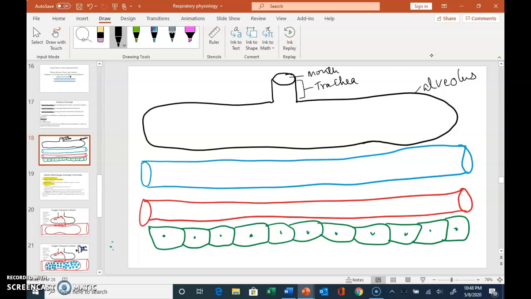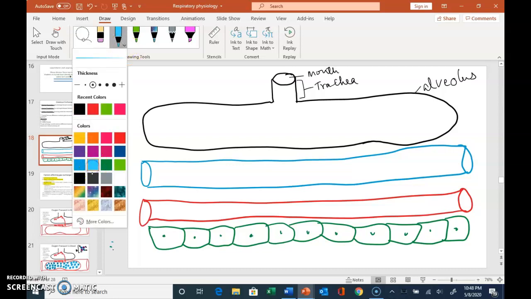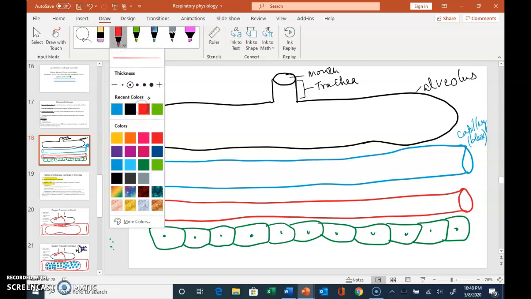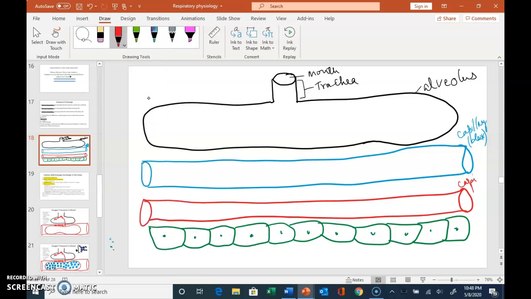What else do we see here? The blue vessel is a capillary, but this capillary contains deoxygenated blood. And the red vessel is also a capillary, but this one carries oxygenated blood. We'll talk about this a little later. And then we also see the body cells. The green ones are the body cells.